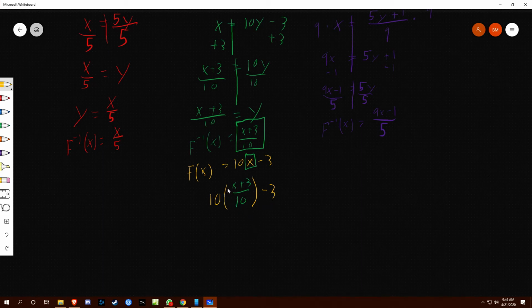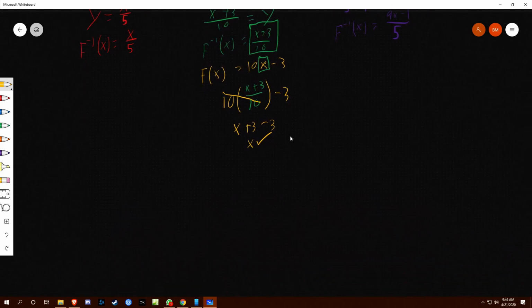I have 10 multiplying and I have 10 dividing. They cancel. So I have an x plus 3 minus 3. Well, plus 3 minus 3 is just going to be 0, and I'm left with an x. That's what we want. If we plug a function into another function and we're left over with just x, that means it's an inverse. So we just proved that they're inverses.